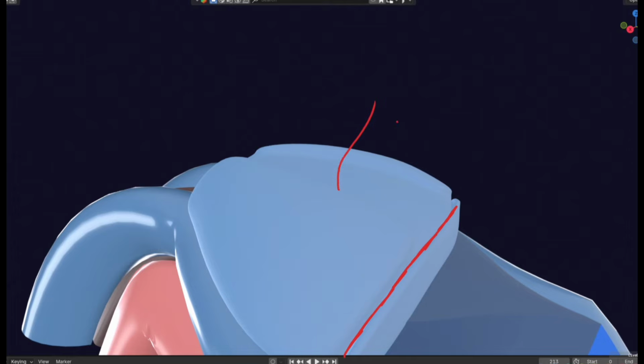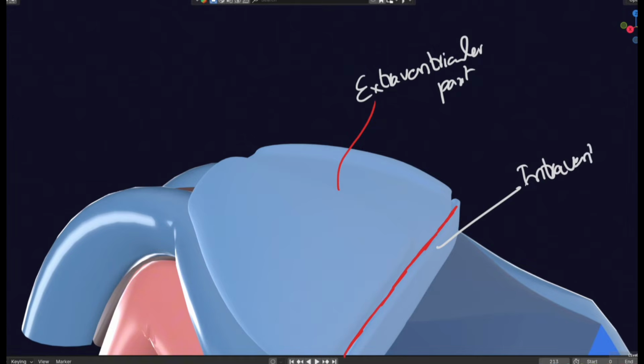This cranial part is also called extraventricular part, and this caudal part is called intraventricular part. Why is it called intraventricular? Because you can see it is going almost into the cavity of the fourth ventricle. So embryologists like to call it intraventricular. Technically it is not intraventricular, as it is not going inside the actual cavity of the fourth ventricle, but nonetheless it is called intraventricular part.